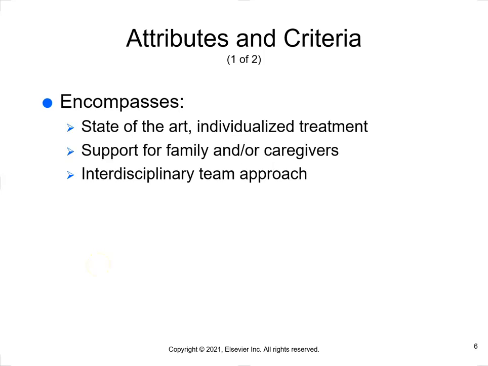Some of the attributes and criteria are state-of-the-art and individualized, and this information is coming from page 481, I think, in your Gibbs book. Again, we're going to be supporting the family as well as the caregivers, and there is an interdisciplinary team approach. When we say interdisciplinary, what does that mean? Everybody works together. Everybody's working together, and usually that's a team of who?